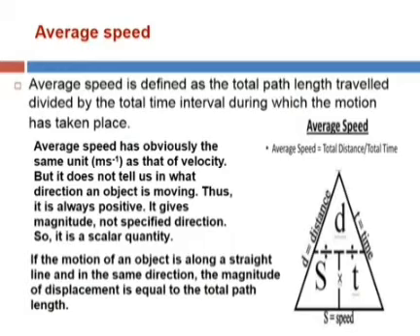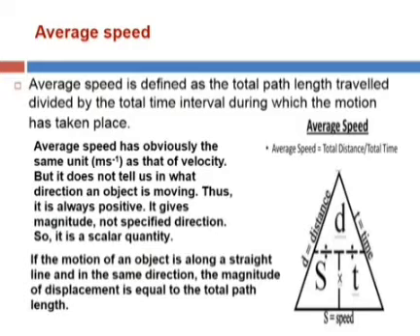What do you mean by the average speed of an object which is in motion? Average speed is defined as the total path length traveled divided by the total time interval during which the motion has taken place. It has the same unit as that of velocity. It does not tell us in what direction an object is moving. It is always a positive quantity. It gives magnitude only but not a specified direction. So it is a scalar quantity.